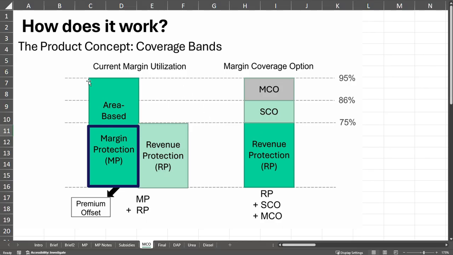But one more note over on the margin protection side, this premium does offset. The caveat there is that it also will offset your indemnities. So if you were to have a margin protection payment, but then you also received a revenue protection payment, those two payments are going to offset one another. And so you're not going to receive the full benefit of the two products as they exist separately.